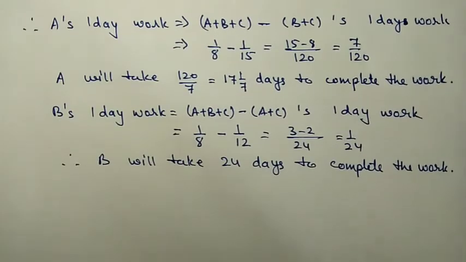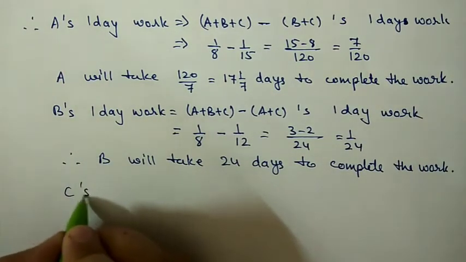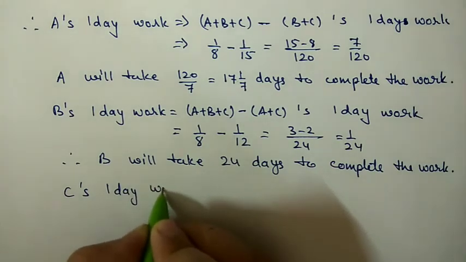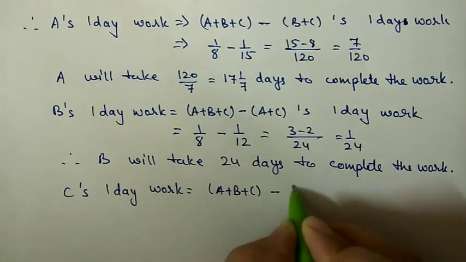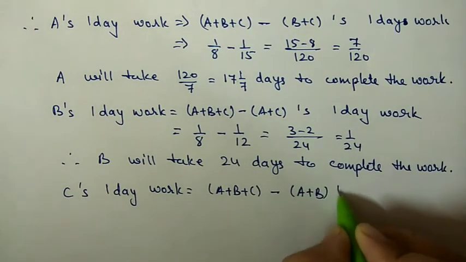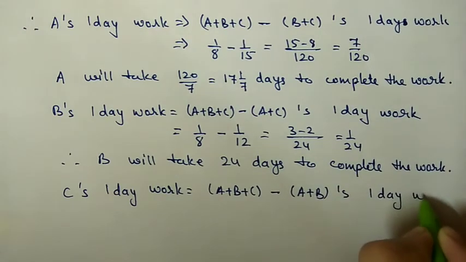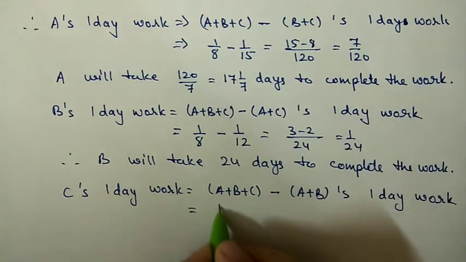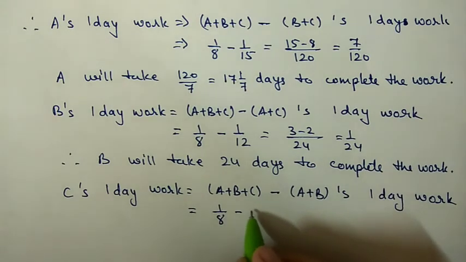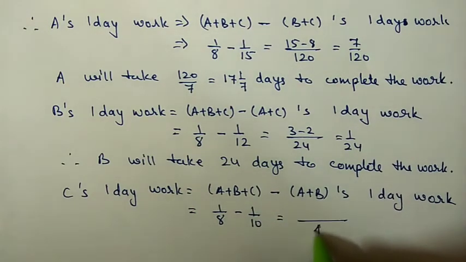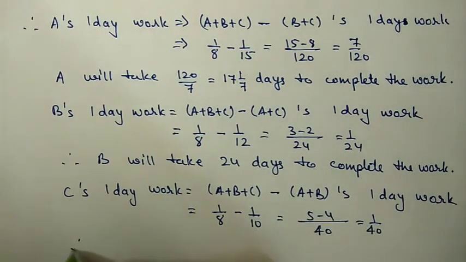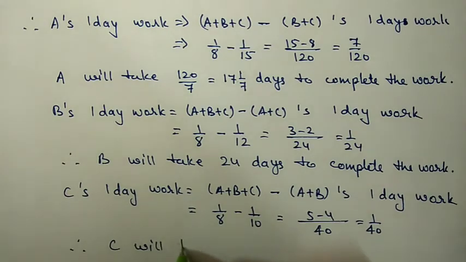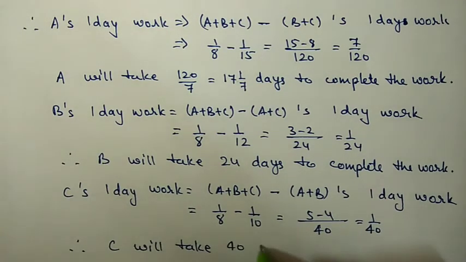Now we will find out for C. C's one day work will be A plus B plus C minus A plus B's one day work. So it is 1 by 8 minus 1 by 10. LCM will be 40. 5 minus 4, 1 by 40. So C will take 40 days to complete the work.